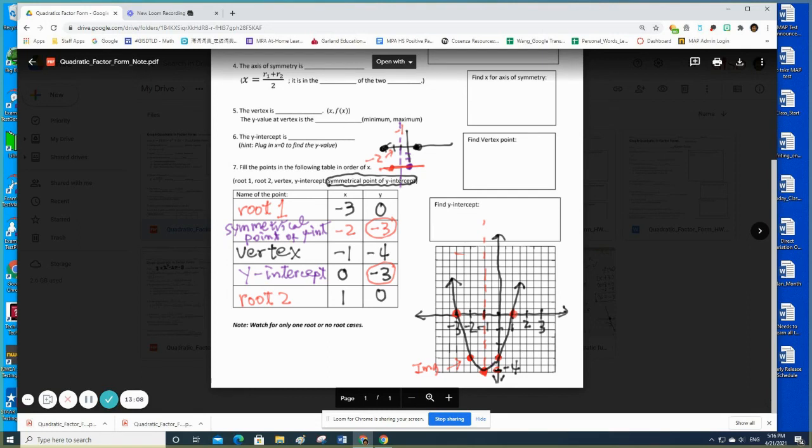Once we have these 5 important points, we can graph our quadratic function. You can go ahead, do your practice now. Thank you.